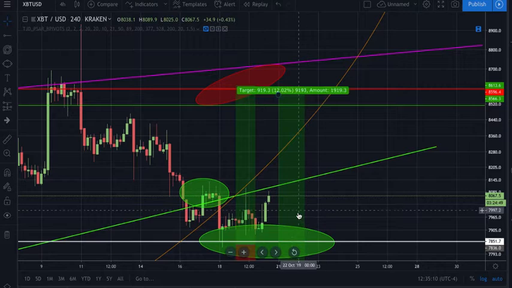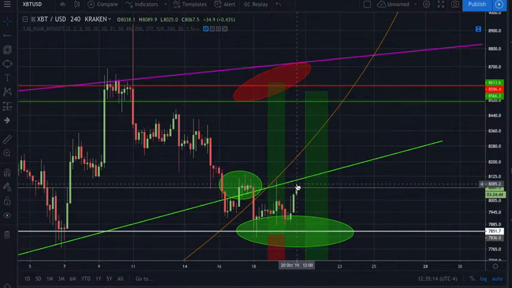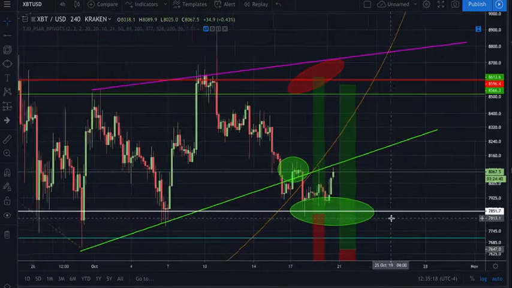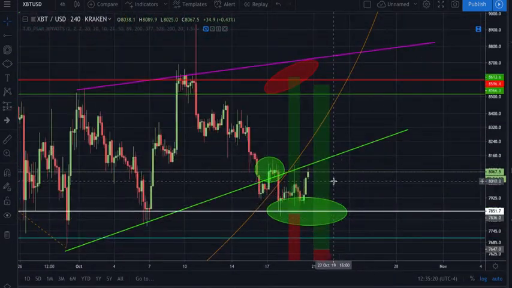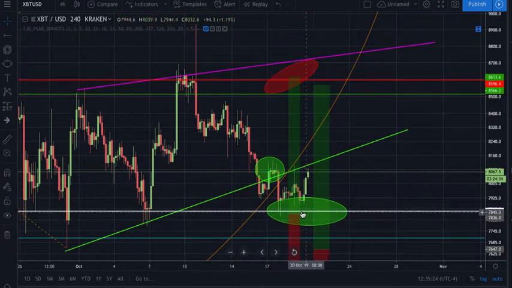But once you get that move up, what you want to do is move your stop loss to break even. So if the price does come back down to a lower price, you get stopped out and you're in a better position. Alternatively, you can ladder in buys, which is what we did. So we had our buys right here, it got filled, and then price moved up.